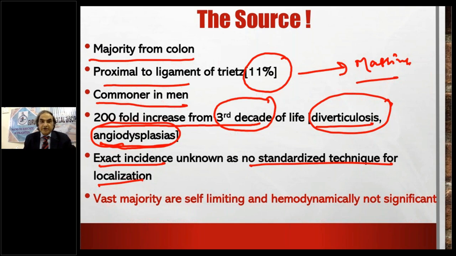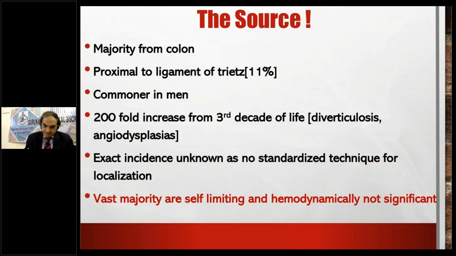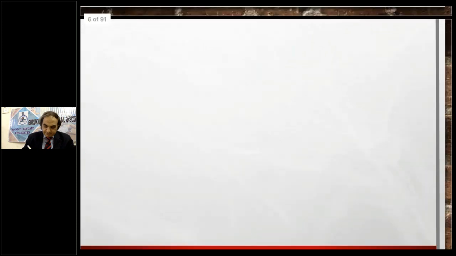Reasons unknown, as there is no standard technique for localization. You don't have an absolutely accurate technique. Like I mentioned about obscure GI hemorrhage, you may actually not be able to make a diagnosis. And you still would call it the hemorrhage that you're referring to. Vast majority are self-limiting, which is good news. And hemodynamically, they don't bother you at all. So you don't need to bother much all the time.